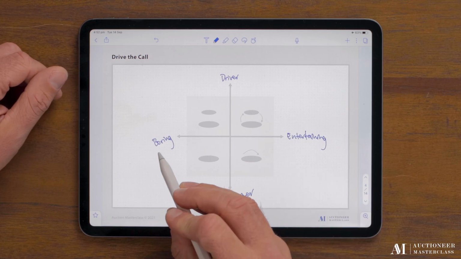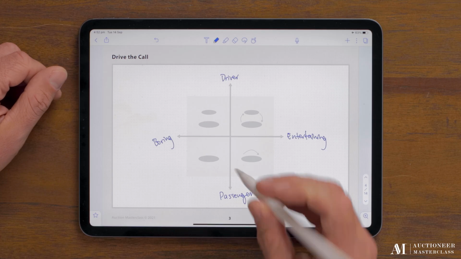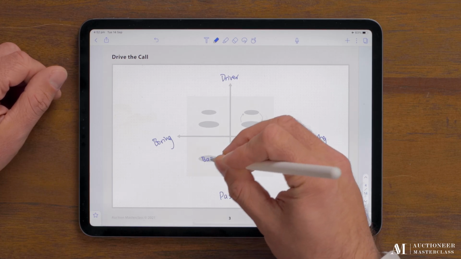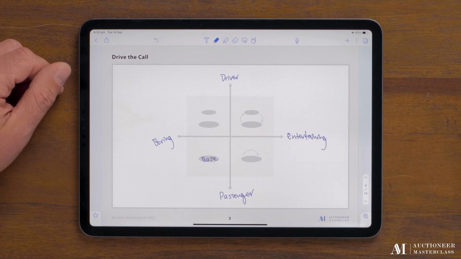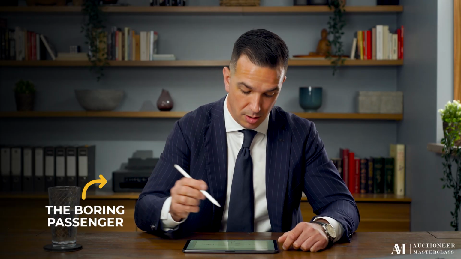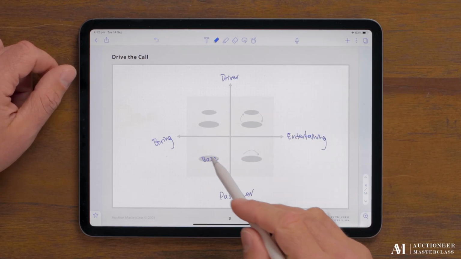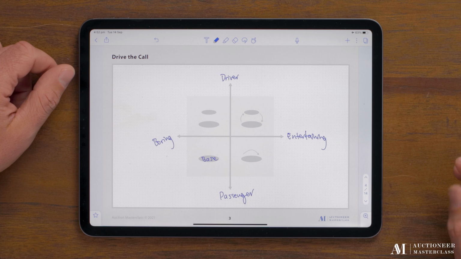You could be operating in the bottom left-hand quadrant, and I suggest that you don't. The boring auctioneer who is a passenger constantly calling the base. At $1 million. We're at $1 million. We're at $1 million. The bid's at $1 million. Horrible. Boring passenger constantly calling the base.